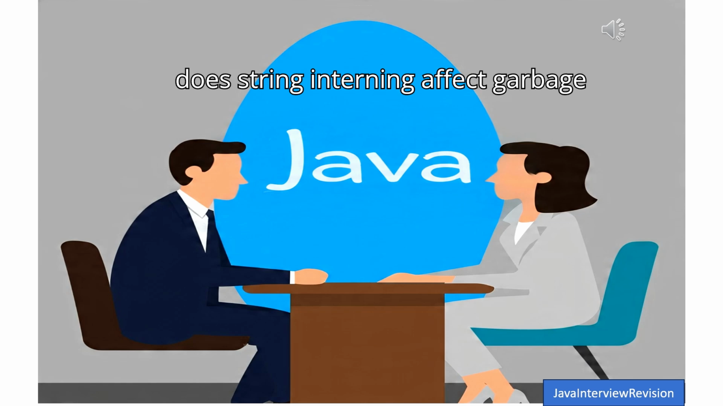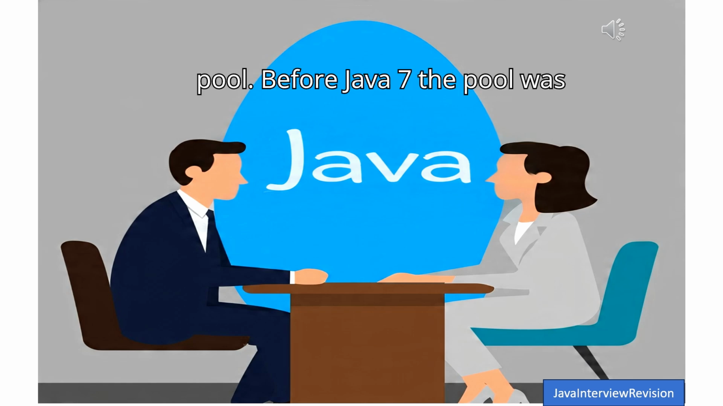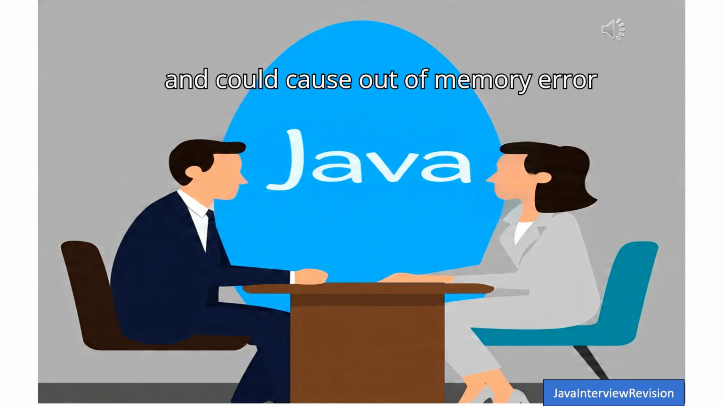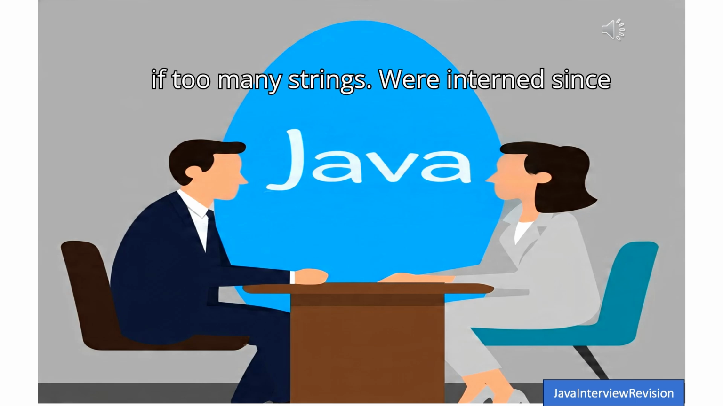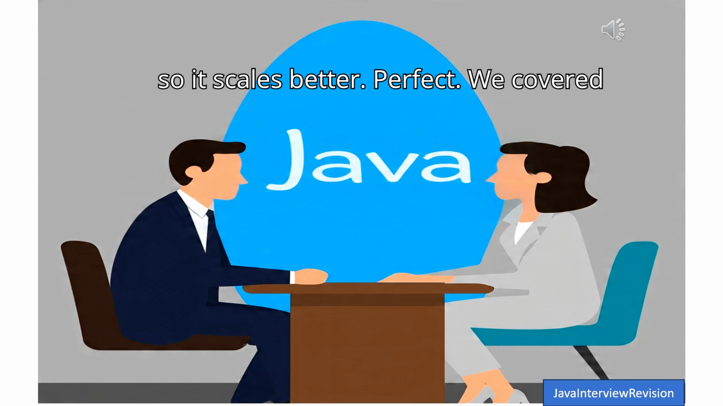How does string interning affect garbage collection? Interned strings live in the pool. Before Java 7, the pool was in PermGen, which had limited space and could cause an out-of-memory error if too many strings were interned. Since Java 7, the pool moved to the heap, so it scales better.